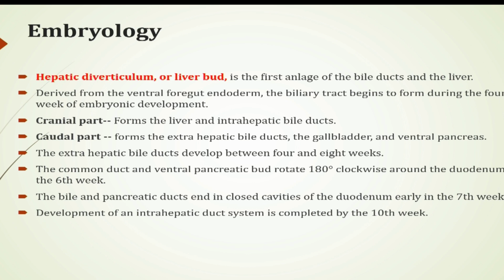Extrahepatic bile ducts develop between 4 and 8 weeks. The CBD and the ventral pancreatic duct rotate 180 degrees clockwise around the duodenum. By the 6th week, the bile duct and the pancreatic ducts end in closed cavities of the duodenum. Early in the 7th week, they open, and development of the intrahepatic ductal system is completed by the 10th week.